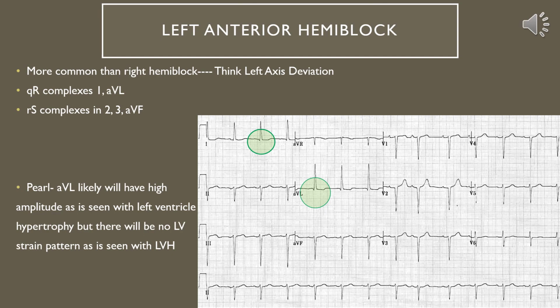Okay. The left anterior hemiblock is really the most common hemiblock. It forces depolarization along with the posterior fascicular area, so that's going to shift your QRS axis and cause a left axis deviation. So whenever you think left anterior, you're going to think left axis deviation. Okay, and whenever you see a left axis deviation, this should be on your mind: oh, is this a left anterior hemiblock?